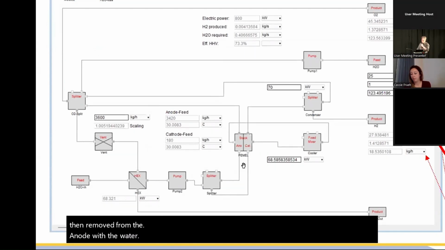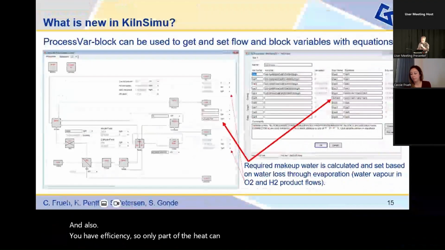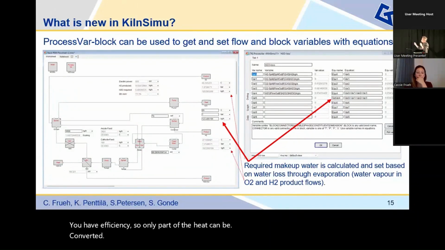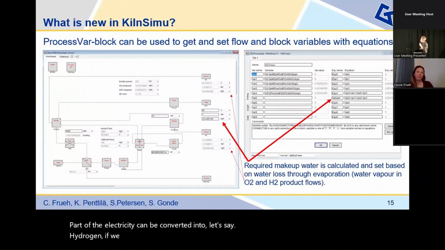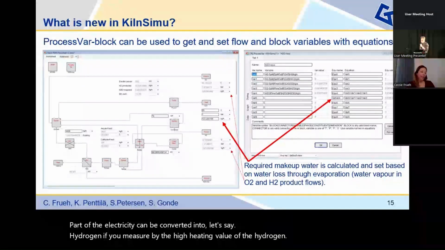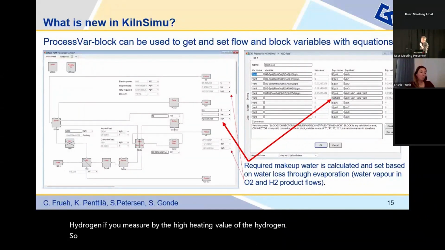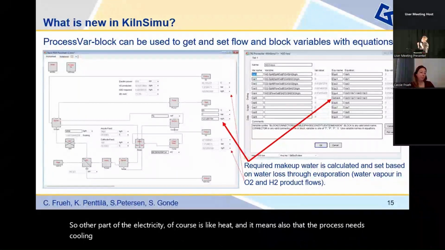And also we have efficiency, so only part of the electricity can be converted into, let's say, hydrogen, if we measure by the high heating value of the hydrogen. So other part of the electricity, of course, is like heat, and it means also that the process needs cooling, and that is the reason why we recycle more water than what is needed.